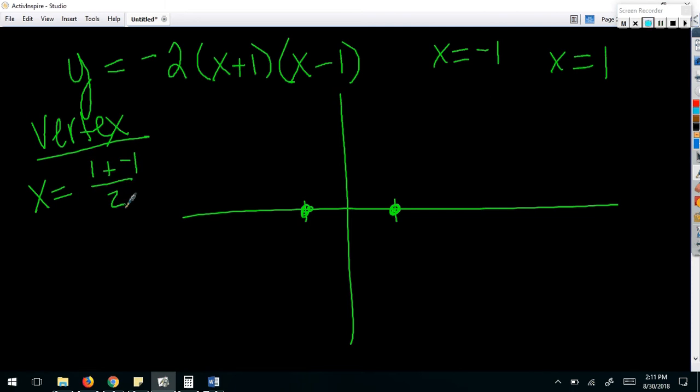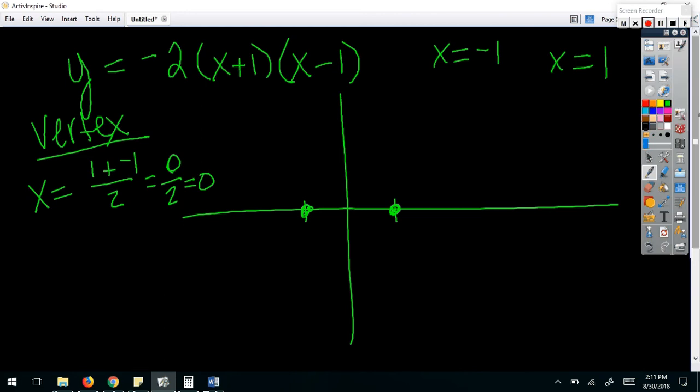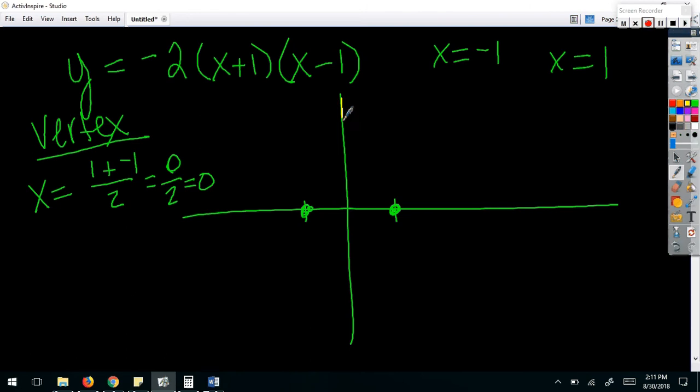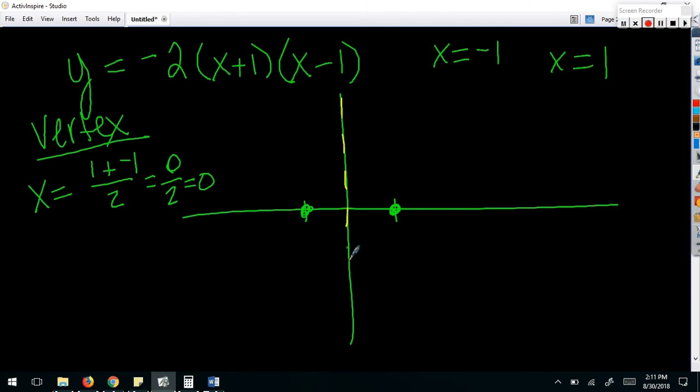Make sure when you do this that you are adding them after you change the sign. Okay? It won't make much difference on this one, but the others it will. So after you change the sign, what is 1 plus negative 1? 0. Divided by 2 is 0. So that tells me my axis of symmetry is here.